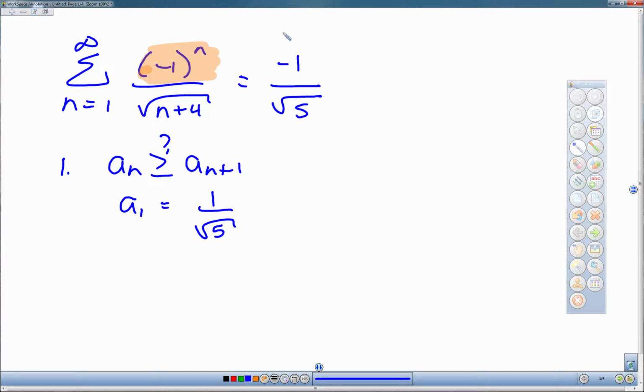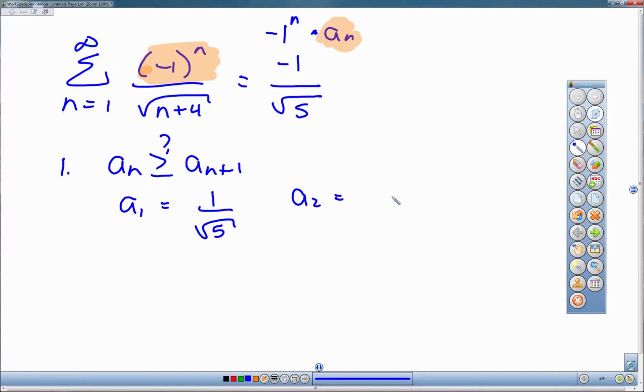However, keep in mind that the way an alternating series works is you've got negative 1 to the n times a sub n. And so what we are interested in would be the absolute value of each term. What we're looking for is not the value of the sign, but rather the value of the term before it gets multiplied by negative 1. And so in this case, a sub 1 is 1 over the square root of 5.